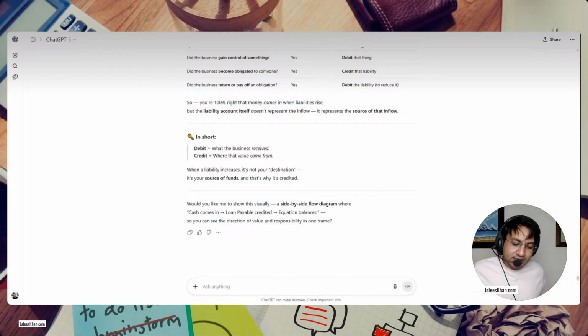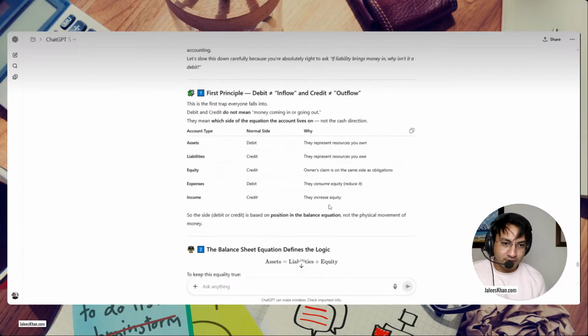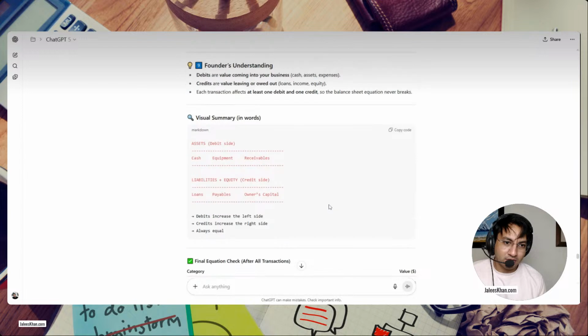So when the asset decreases, it is giving away the value, so it is credit asset. And if it is giving away the value or repaying the liability, then the liability is going to decrease because it is going to be repaid. Let me see if my understanding is right. I really suck here.